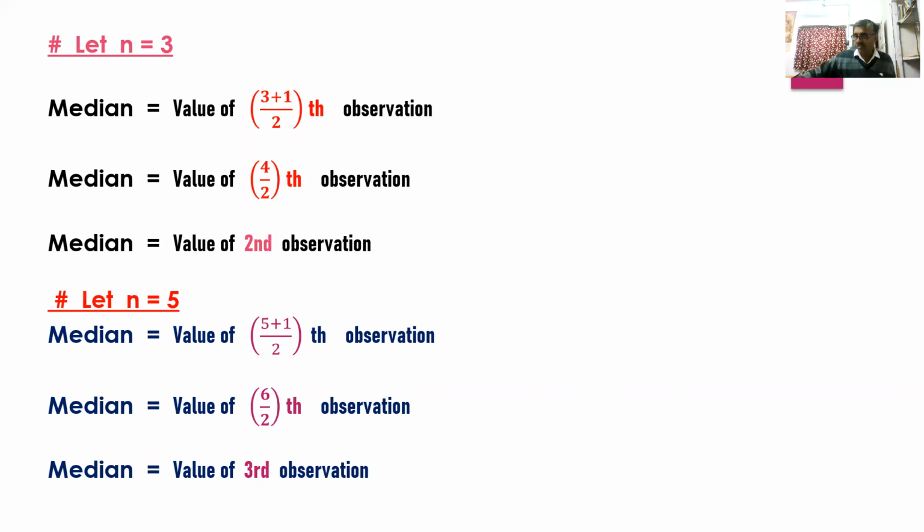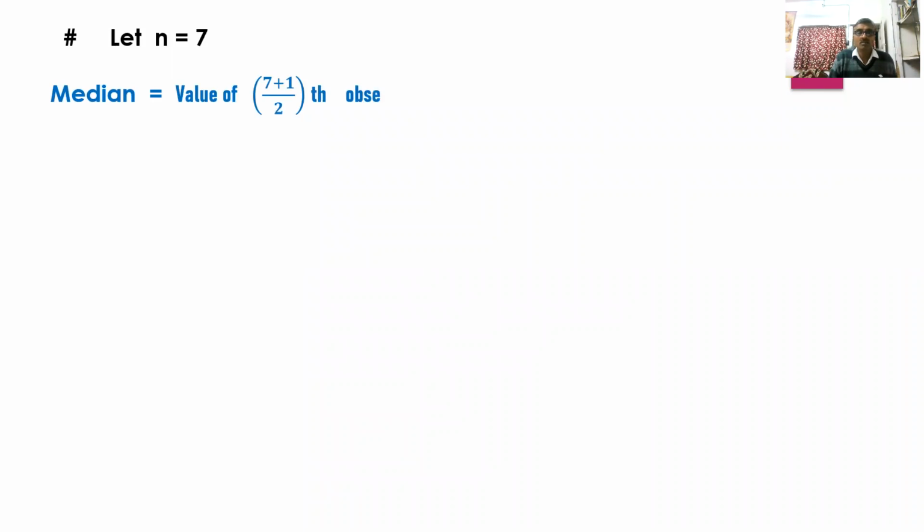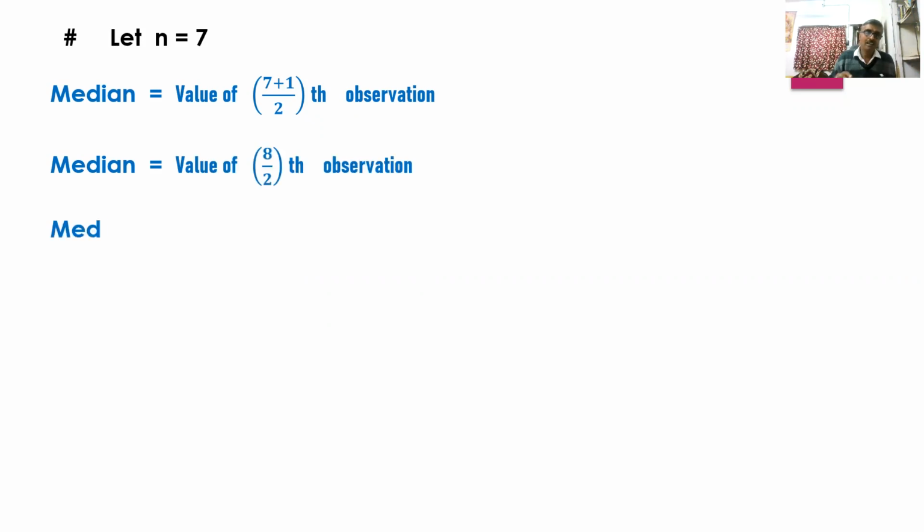Let us take one more example. Let n be equal to 7. Again odd. The number of observations is odd. Then median क्या होगी? ध्यान से इस बात को समझ लो. ये समझ आ गया तो फिर समझ आ जाएगा. Value of the (7 plus 1) by 2th observation. That is 8 by 2th observation. That is, median is the 4th observation. Value of the 4th observation.